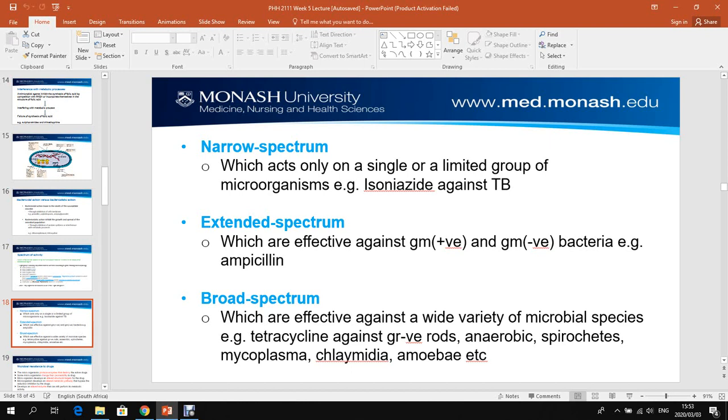These are effective against a huge variety of microbial species. For example, tetracyclines are against gram-negative rods, anaerobic organisms, spirochetes, mycoplasmas, chlamydia, amoeba. Almost all those groups that we discussed earlier can be controlled by broad spectrum drugs.